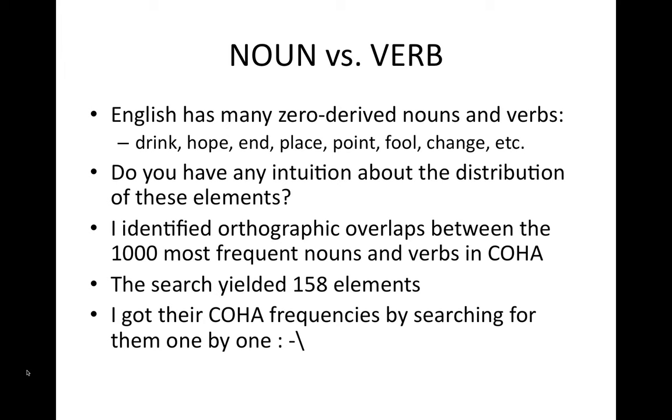For many of these, I don't have a clear intuition about their distribution. So is change primarily verbal or primarily nominal? I'm not sure. What about fool? I don't know. So I identified orthographic overlaps between the 1,000 most frequent nouns and verbs in Koha, and that search gave me some 150 elements that occur both as nouns and verbs. And then I went ahead and got their Koha frequencies by searching for them one by one. Maybe not elegant, but it does the job.